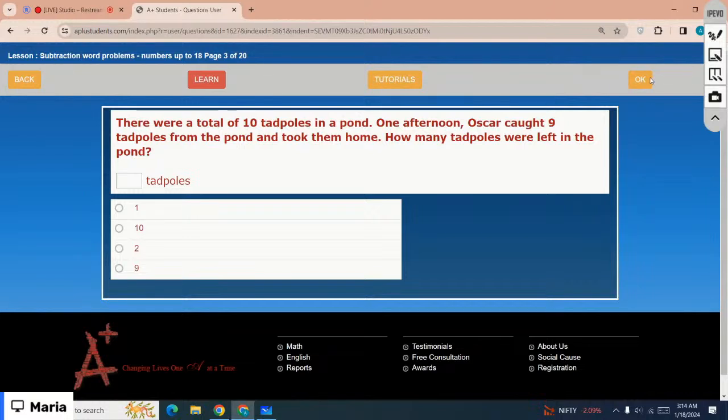You need to do 10 take away 9 because the total tadpoles were 10, 9 of them he caught and took home. So 10 take away 9 is 1. Now there is only one tadpole in the pond. The correct option is 1.